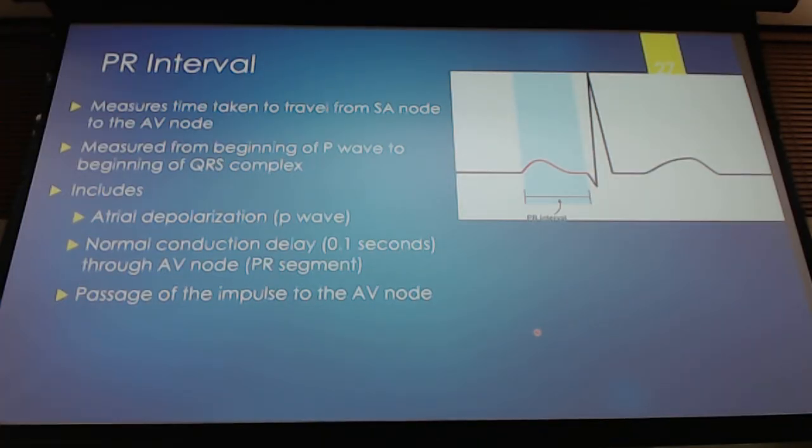PR interval. PR interval measures the time it takes for depolarization to go from the SA node, through the atria that are depolarizing, all the way to the beginning of our QRS complex. That is our PR interval, from the beginning of the P wave to the beginning of our QRS complex. And it measures that atrial depolarization all the way to about the junctional area, and even a little bit through that junctional area.